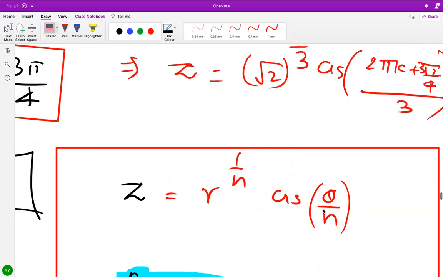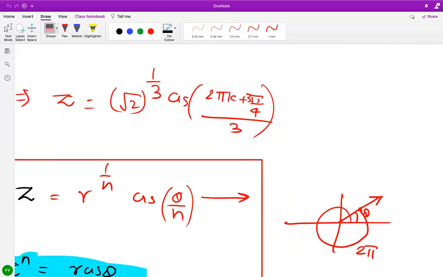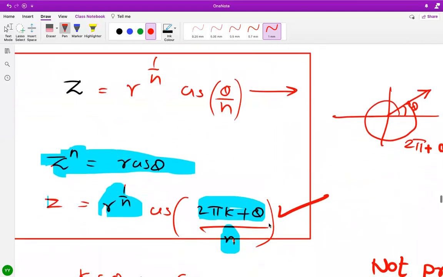I'm going to use the periodic property of sine and cos, because we know sine and cos both are periodic. For example, if there is a complex number with an angle theta here, even 2 pi plus theta is going to have the same measurement. So 2 pi plus theta is still the same angle. So what I do is I basically take 2 pi plus theta in general as 2 pi k plus theta.